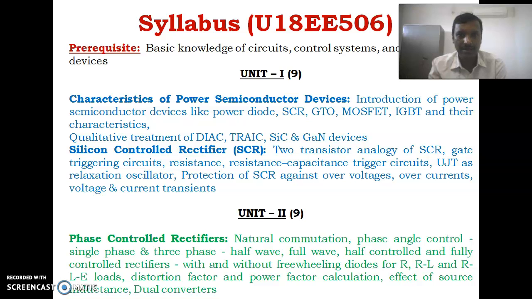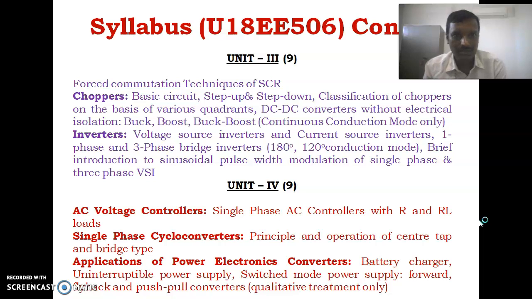Coming to the third unit, there is the forced commutation technique of SCR: how to turn off the SCR when the input is DC and the output is AC. This is followed by choppers, which convert fixed DC to variable DC. Here I am going to deal with step up and step down choppers, the classification of choppers, and DC to DC converters without electrical isolation, the classification being buck and boost converters in continuous conduction mode only.